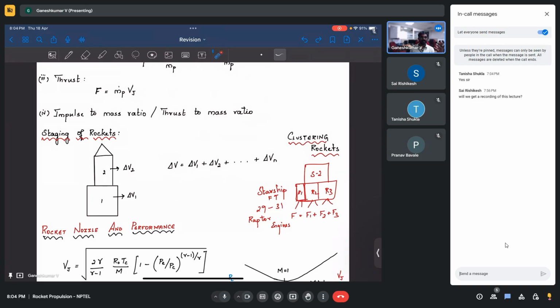Let's say the third stage is the payload, or let's say there are only two stages, and you have a payload. Then the payload for the first stage would be the total mass on top of it. It is going to be the structural mass of the second stage, the payload mass of the second stage, and also the propellant mass of the second stage. All three will be the payload for the first stage, basically.